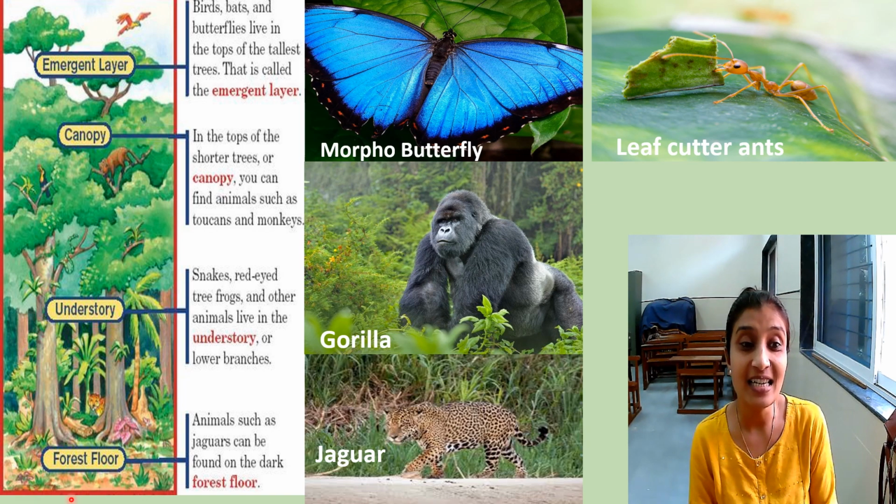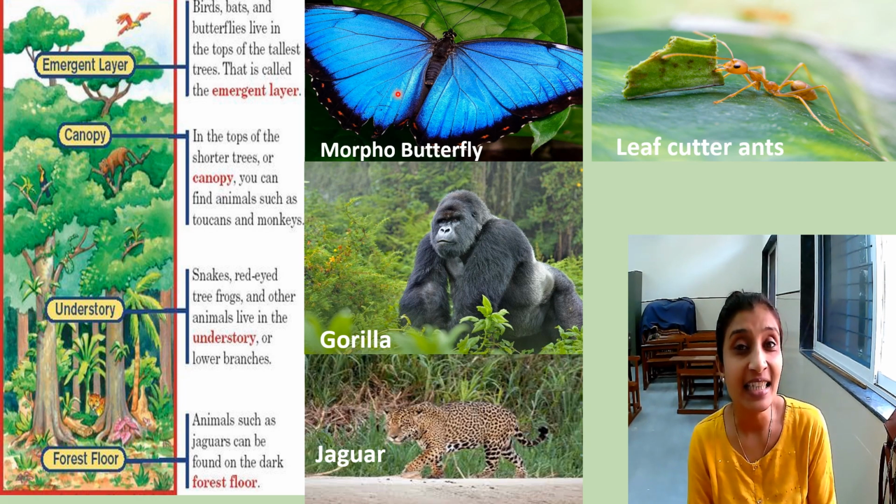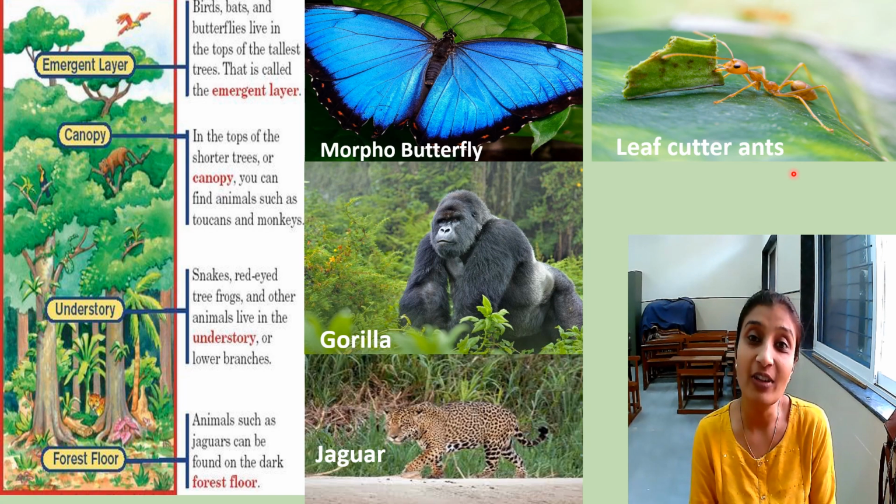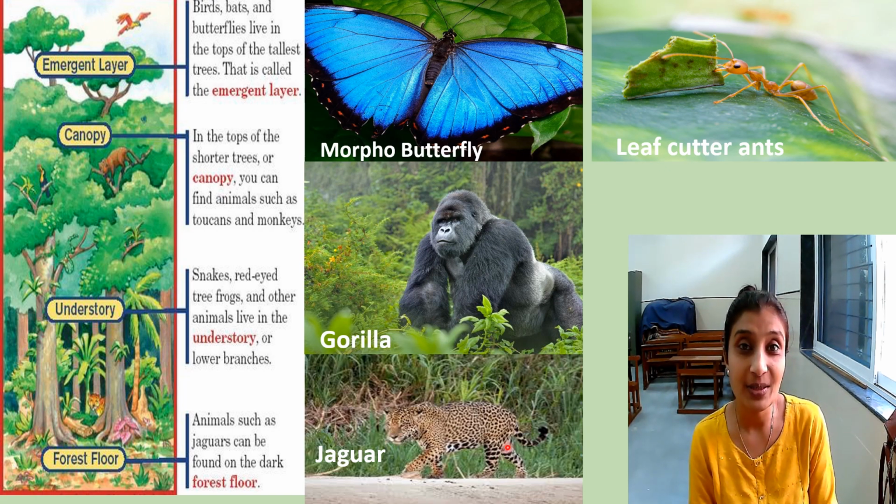The last layer is the forest floor. Forest floor has lots of insects and heavy animals that cannot live on the upper layers. Animals such as giant blue morpho butterfly, it has big wings. Then the leaf cutter ants, they cut and carry pieces of leaves and stalk to their nest. Then gorilla and jaguars. These animals stay in this layer.